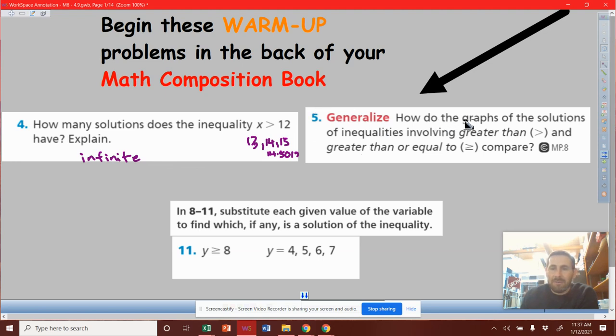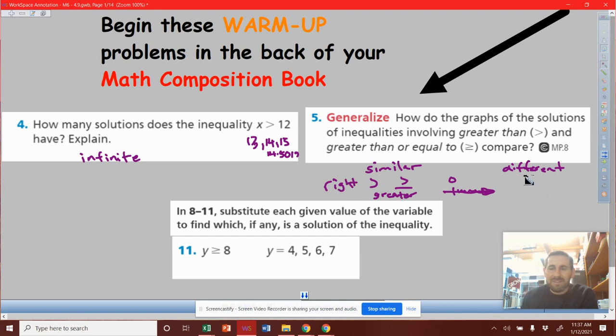Question 5. How do the graphs of the solutions of inequalities involving greater than symbol and greater than or equal to symbol compare? So compare and contrast, what's similar about them, what's different about them. So I'm going to write similar and different. Well, what's similar is both greater than and greater than or equal to are both greater. And what that means is when I'm working on a number line, whatever the number may be, I'm going to shade to the right to include all numbers greater than. So the similarity is we shade to the right.